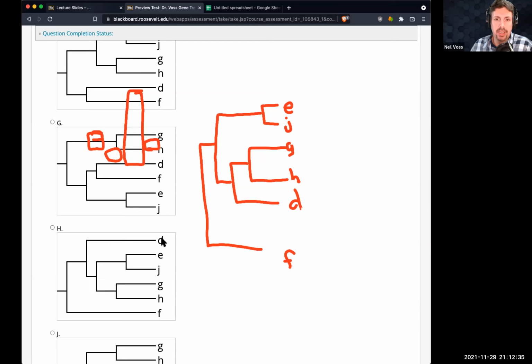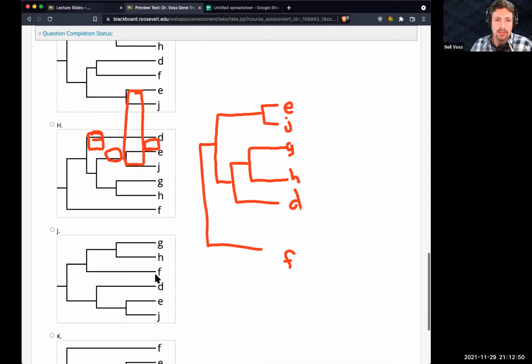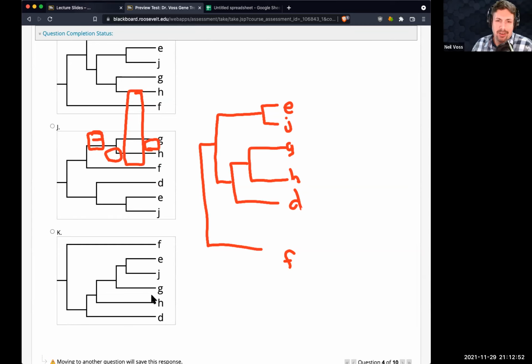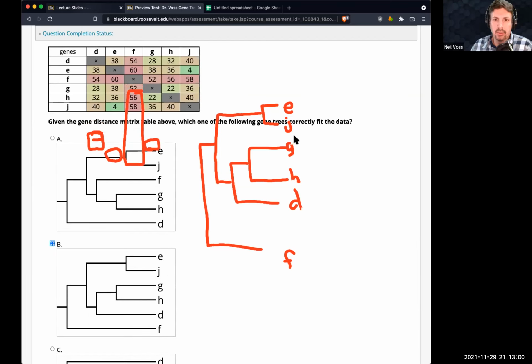All right, so E, J, and then connected to G. That means E and J is connected before D. It's not right. E, J, D, right? G, H, but then F connects to GH first. No, GH needs to connect to D. Do you understand what I'm saying when I talk here? And then this one's just a big cone, but G and H are not connected. So I'm thinking B matches my plot up here.